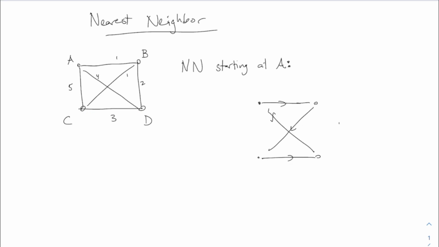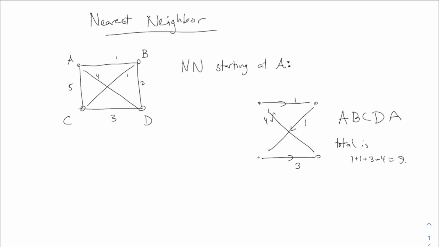So my answer was A, B, C, D, A, right? Just looking at these letters in this order. And then what was the total weight that I did there? This was a 1, a 3, and a 4. So the total is 1 plus 3 plus 4, which is 9. All right, that's a 9. This is the nearest neighbor starting at A. Any thoughts about that? This is what we did last time. It's, in my opinion, very easy to do.